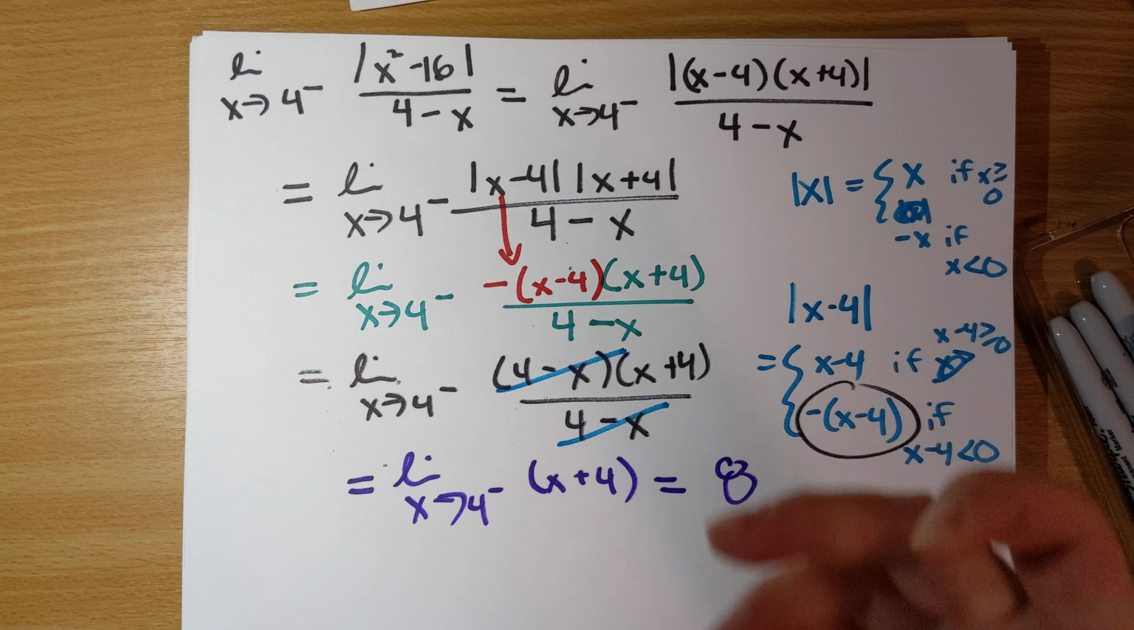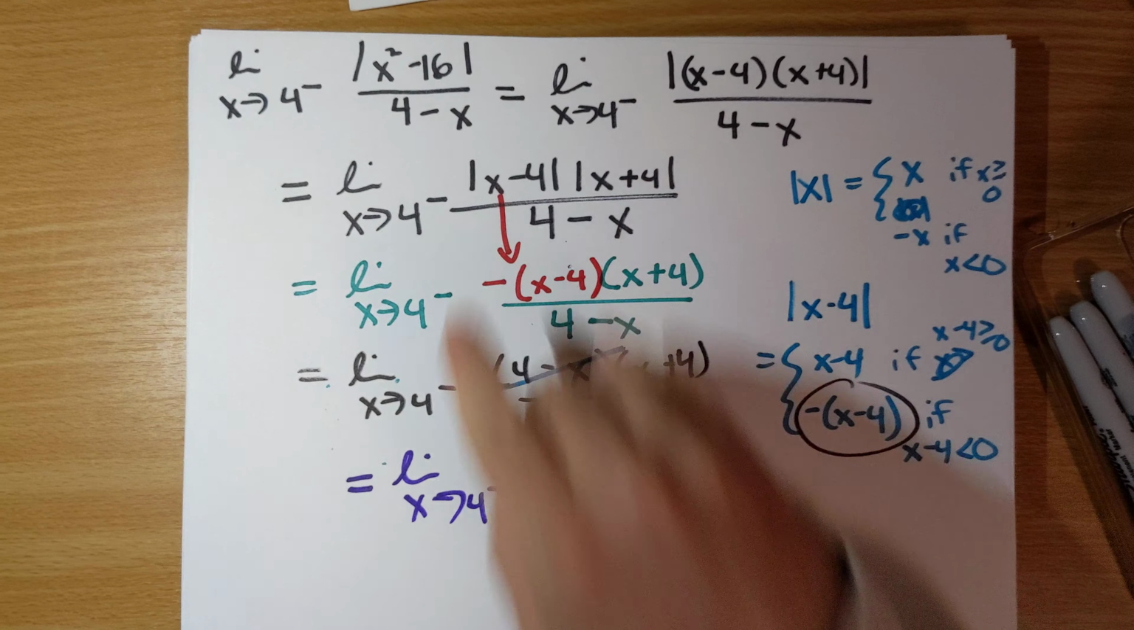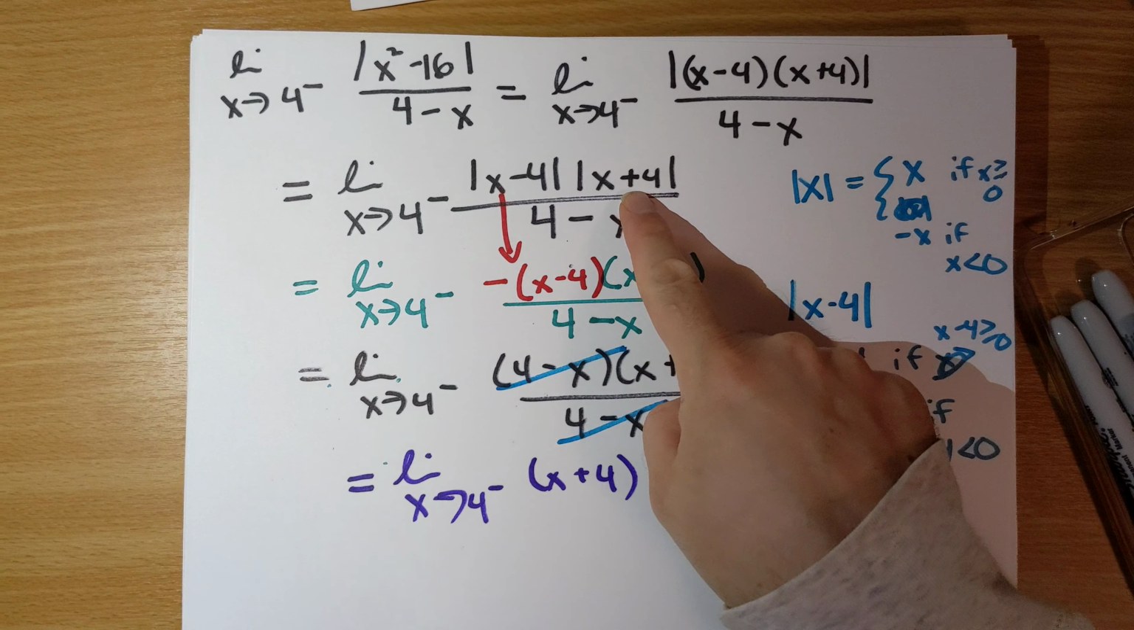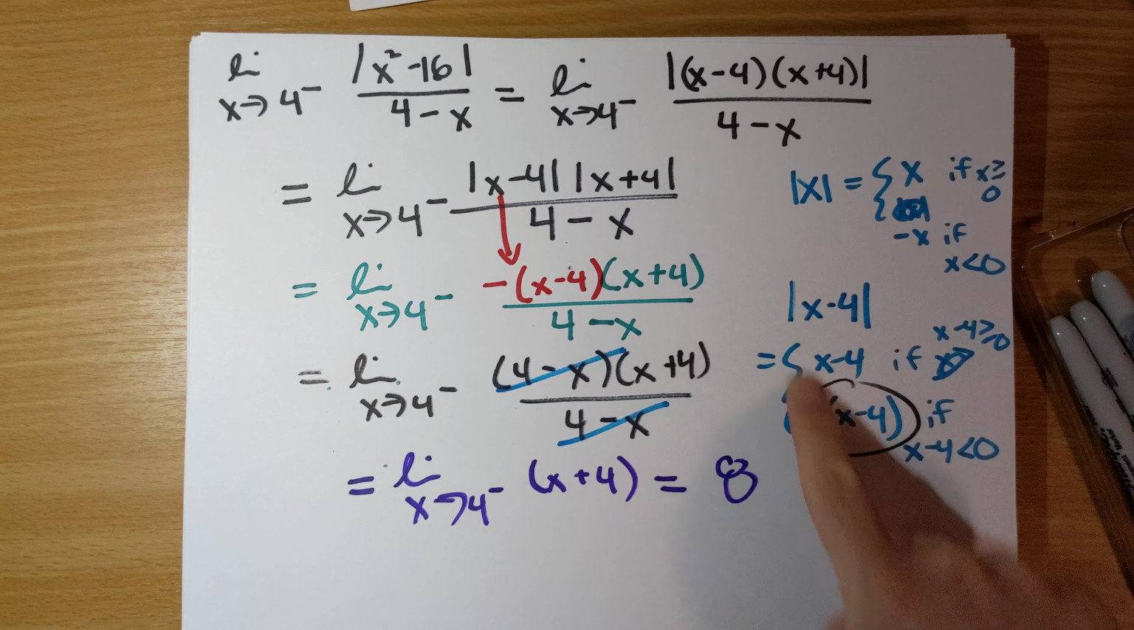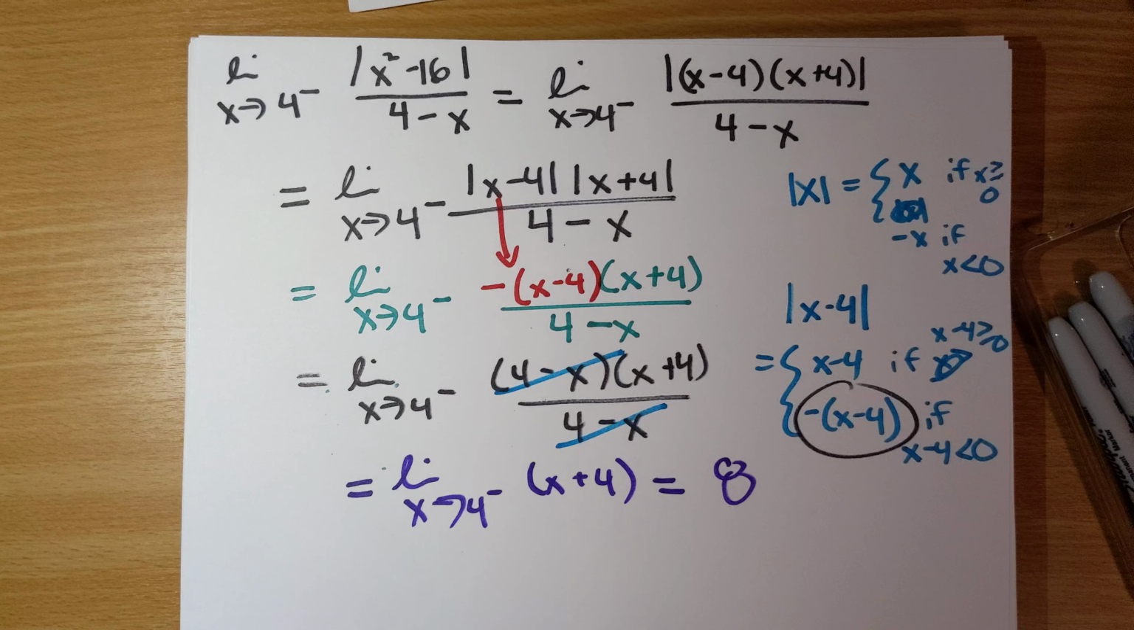So what's the trick to this one? Factoring, breaking up into those absolute values, realizing there's nothing special going on with that one, but with this one, what's the meaning of x goes to 4 from the left?